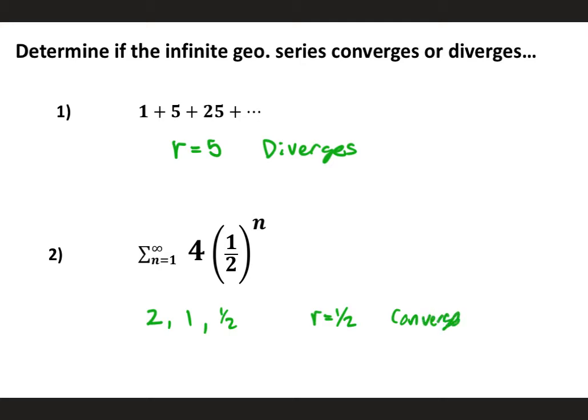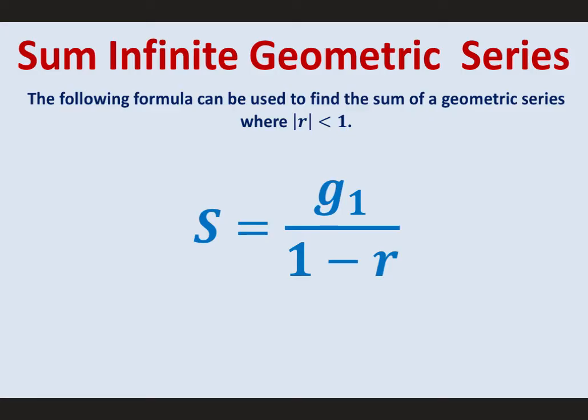So the very first thing you have to do, anytime I give you an infinite geometric series, is determine whether it diverges, getting bigger infinitely by multiplying by something bigger than 1, or converges, meaning that it multiplies by something smaller than 1 and starts to focus in on a single point. All right, so here is our formula.